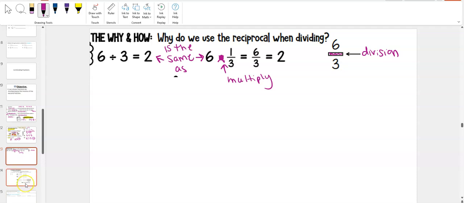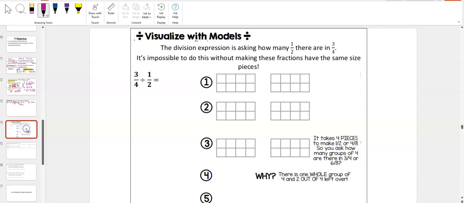Okay. We're going to do the visual model here really quickly. Basically, what we're going to do is we have 3/4 divided by 1/2, and we're going to show visually what that means. The division expression is asking how many halves are in 3/4.